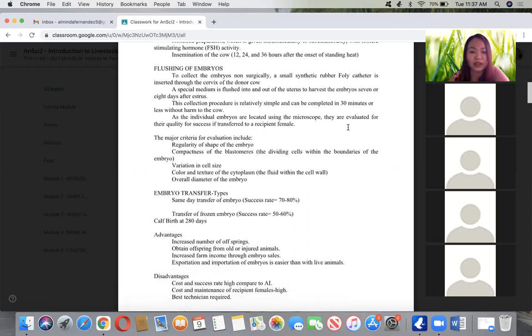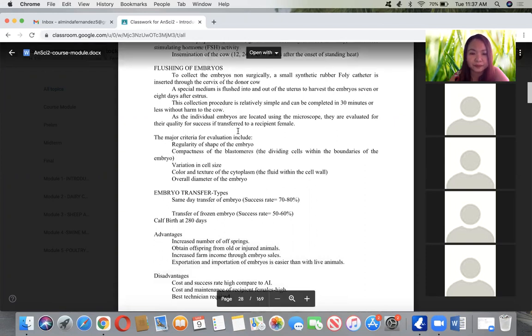And then flushing of embryos. To collect the embryos non-surgically, a small synthetic rubber Foley catheter is inserted into the cervix of the donor cow. That is how to flush the embryo.